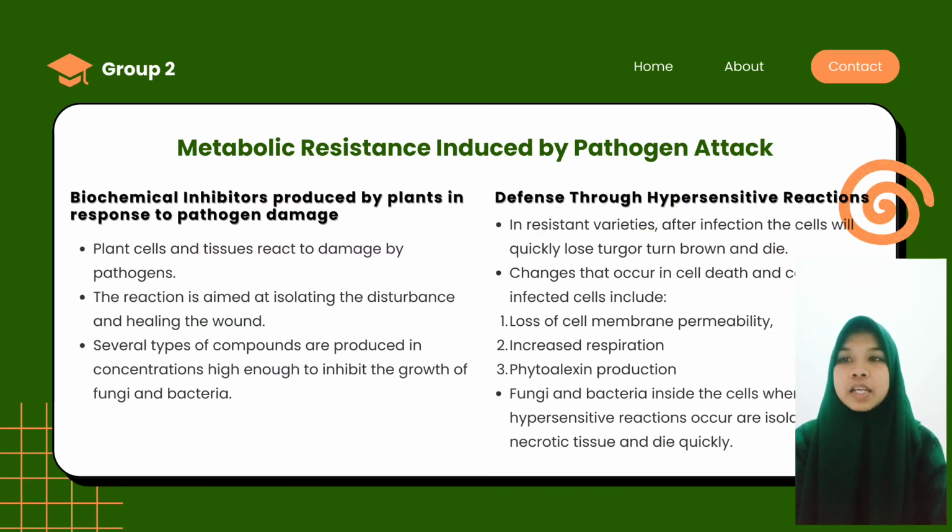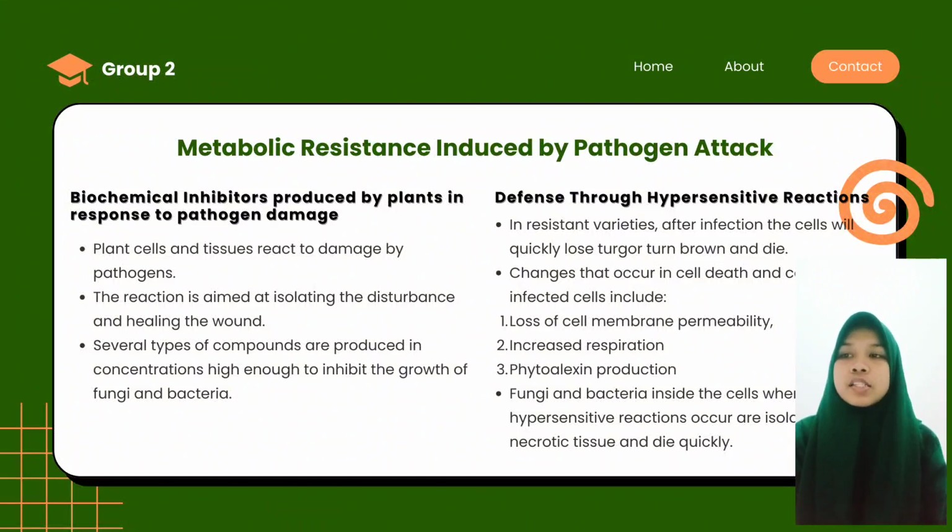Metabolic resistance induced by pathogen attack can be, among others: first, biochemical inhibitors produced by plants in response to pathogen damage; second, defense through hypersensitive reaction; and third, defense through increased levels of phenolic compounds.